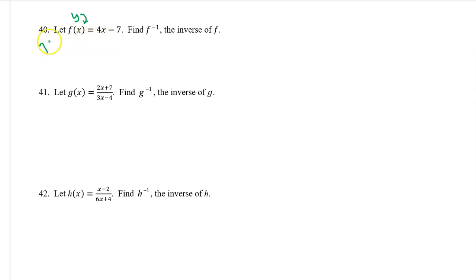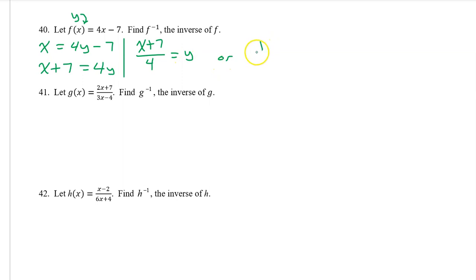So I'm going to begin by writing x equals 4y minus 7. Then we just need to solve for y. Adding 7 to both sides, I get x plus 7 is equal to 4y. Dividing both sides by 4, I get (x plus 7) over 4 is equal to y. Or I could have written it as 1/4 x plus 7/4 is equal to y.